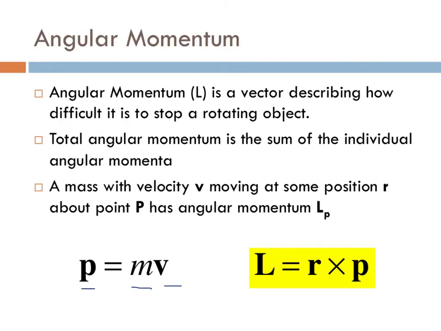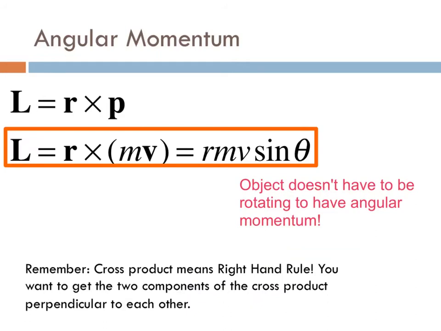Now, total angular momentum is the sum of the individual angular momenta. For angular momentum, represented by a capital letter L, it's going to be equal to r cross p. Now r is your position vector, and p is your momentum vector. Since p is momentum, mass times velocity, if mass is constant, then really we're looking at r cross v, that product times your mass.